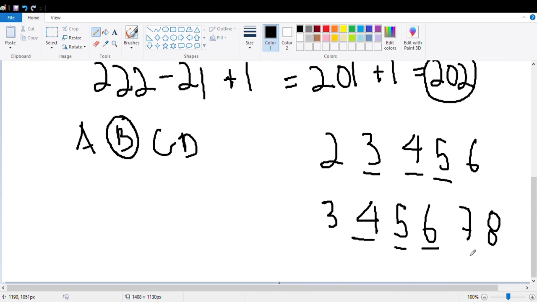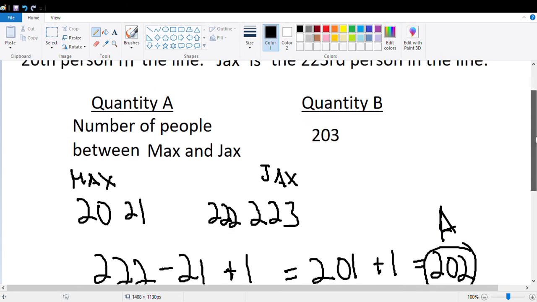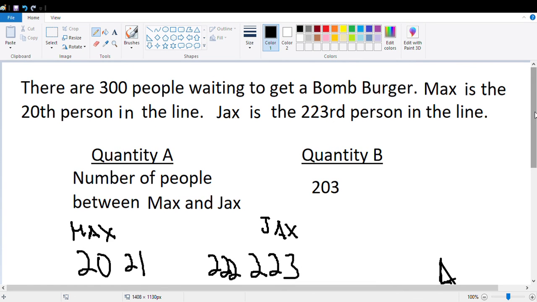I start noticing the pattern: in the first case, 5 minus 3 plus 1, I get 2 plus 1 is 3, which is the numbers that we found, 3, 4, 5. In the second case, we get 7 minus 4 plus 1, that is 3 plus 1, which equals 4, the number of numbers between 3 and 8. And that's the pattern. We use that same idea to find out how many people are between Max and Jax, not including Max and Jax.